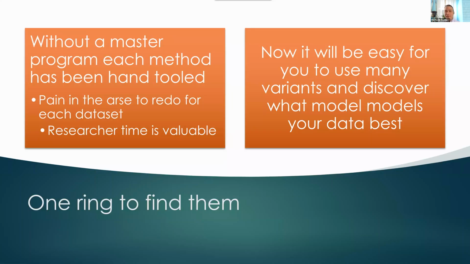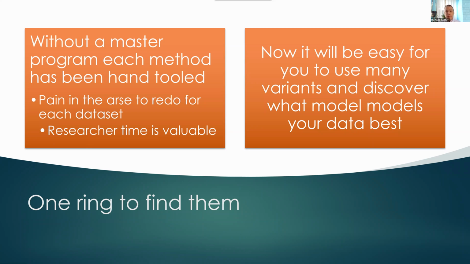So here's my little, shameless plagiarism of Tolkien, right? One ring to find them. And so the idea here is that without a master program, each of these methods has to be hand tooled. And so if I want to compare how variants of these methods work, I have to code up each one by myself. It's a pain in the arse to redo for each data set and to build these by hand each time. And that's what I had been doing.